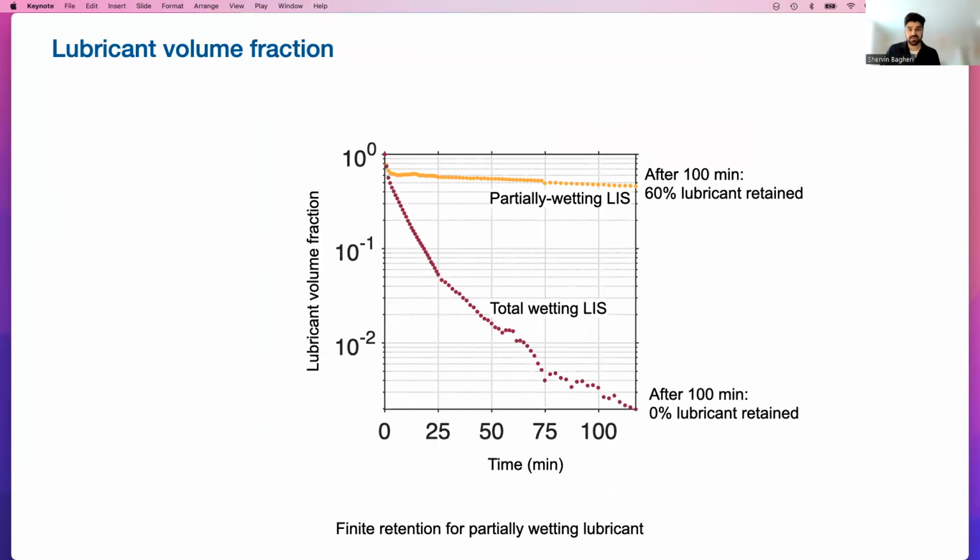So here's a little bit of a more quantitative picture of the same thing as in the movies. What you can see here in dark red is the totally wetting lubricant, so lubricant that spontaneously invades the grooves, right? And if you have a shear flow but no barriers, you get basically a fully drained surface. So after 2 hours, there's basically zero lubricant retained. Now, if you have a partially wetting lubricant, after 2 hours you reach a steady state, and around 60% of the lubricant is retained in these grooves. So you have a finite retention of partially wetting lubricants.